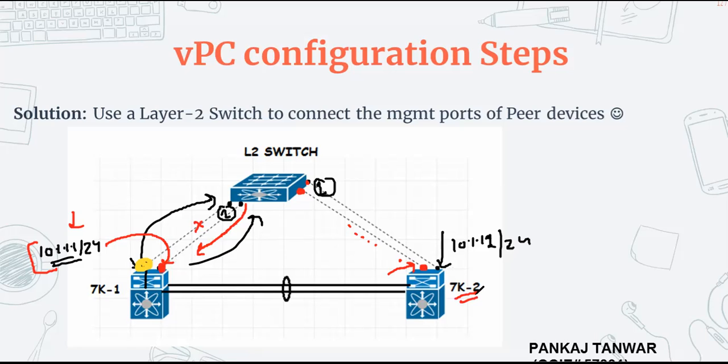So this is the solution, and this is the recommendation also: if you are using the dual SUP scenario in VPC, then do not connect your management ports back to back. What we can do is put a layer 2 switch in between and connect our management 0 ports to that switch. In that case, if our active supervisor fails and our backup supervisor takes over the role of the management 0 port, our connectivity will not be broken.